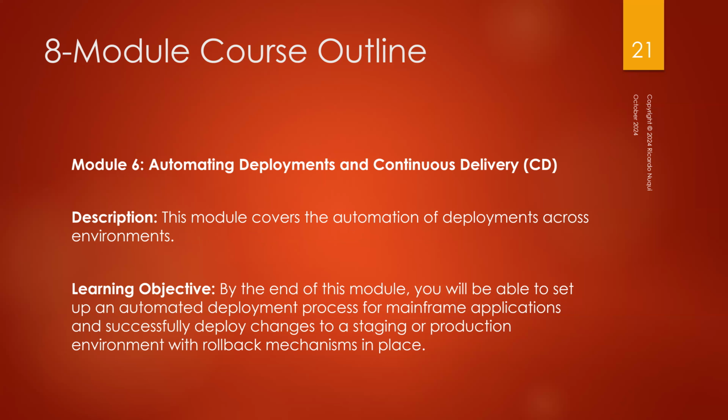Module 6, Automating Deployments and Continuous Delivery, CD. This module covers the automation of deployment across environments, for example, testing, staging, and production using tools like IBM UrbanCode Deploy. It will also teach students how to establish rollback mechanisms for safe deployments. Learning objective: by the end of the module, you will be able to set up an automated deployment process for mainframe applications and successfully deploy changes to a staging or production environment with rollback mechanisms in place.